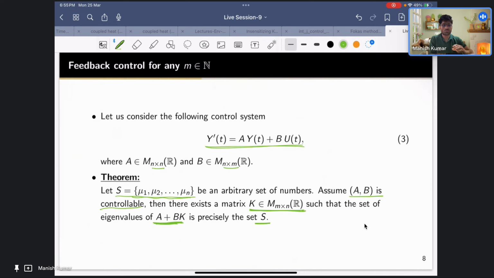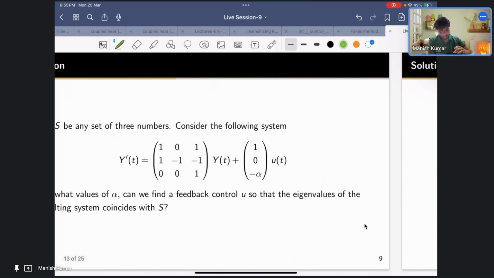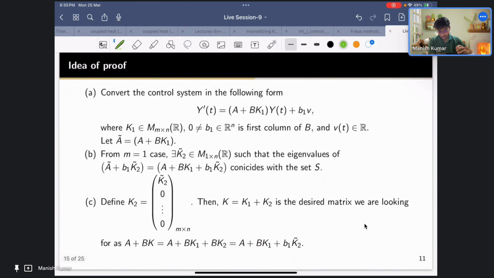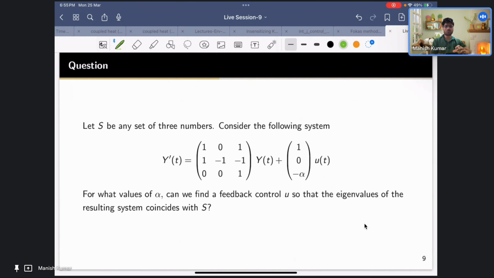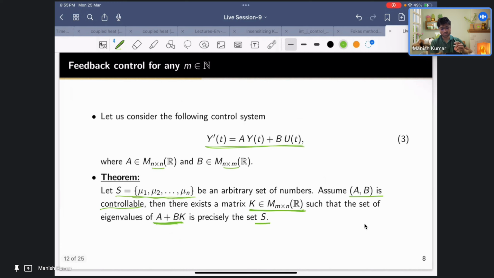Okay, so the same theorem holds here as well. The proof of this theorem is basically what you do. Yeah, okay, so we'll come to the proof, and we'll see why. From here you will have to deduce the case m equal to 1.